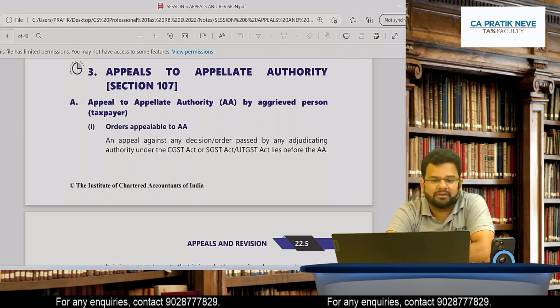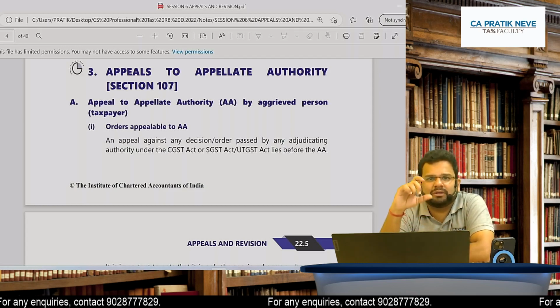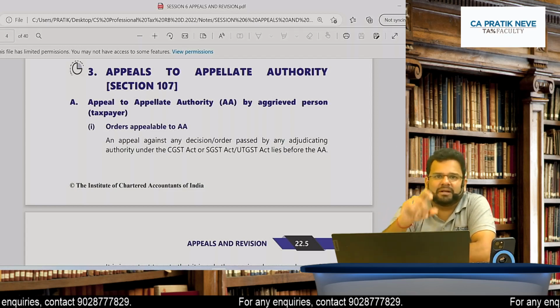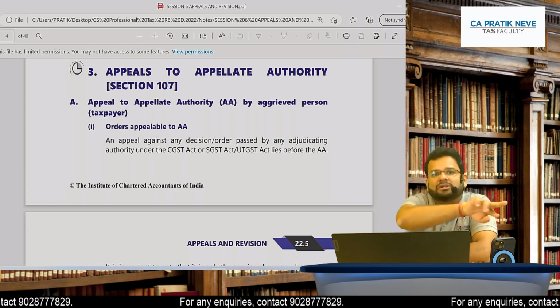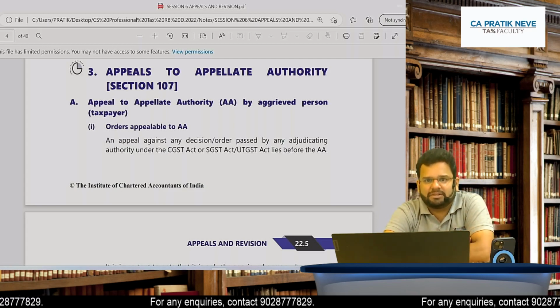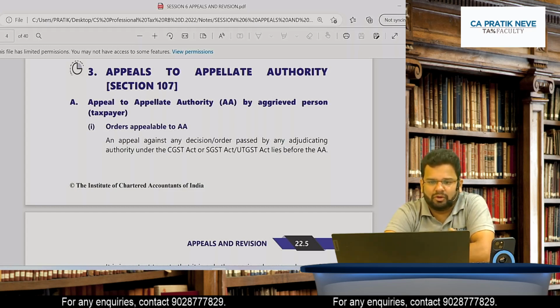Agreed now? Ketki, did you get the point? So the hierarchy is that only: AA, AT, appellate authority, then appellate tribunal. But the appellate tribunal has a national bench or regional bench. Okay. Let's go ahead. I hope you got the point.